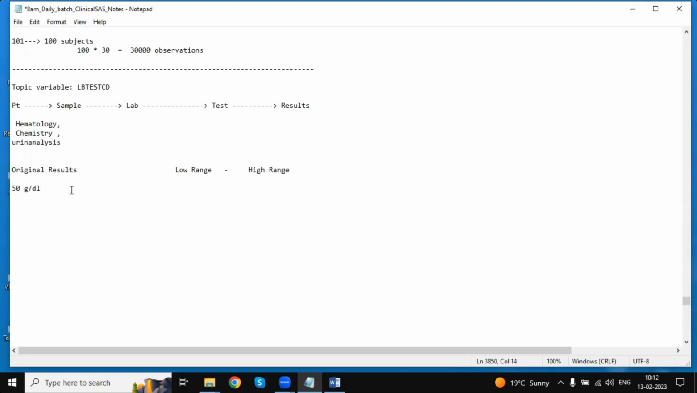So let us assume 50 mg, this 40 is the minimum, 80 is the maximum. These are the limits they gave. This is the original results you receive. Once you receive the original results, then you have to convert them into standard results.